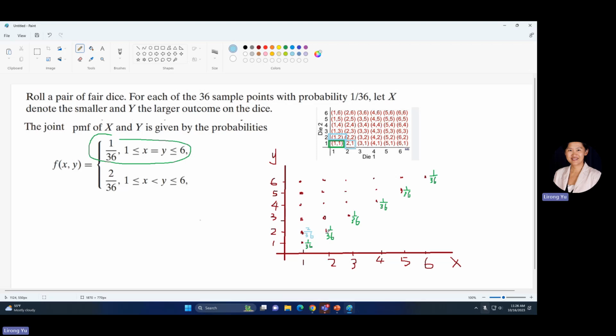That's the smaller one equal to 1, the bigger one equal to 6, right? So whenever the smaller one is strictly smaller than the bigger one, you always have 2 over 36. Only for the ones on the diagonal is the probability 1 over 36, because it's unique.